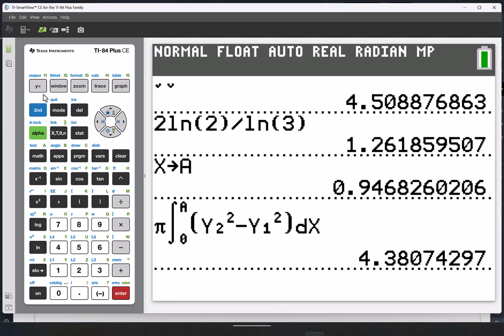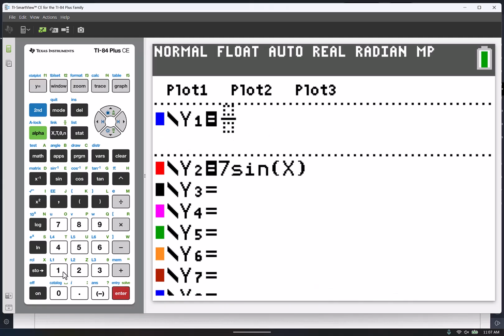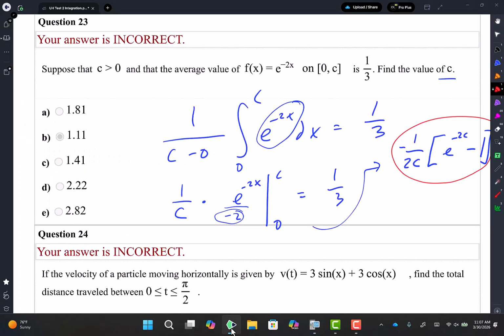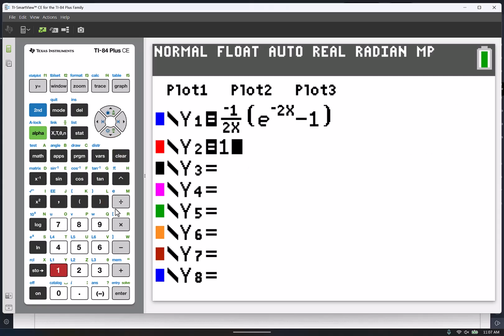So here we go. The c is the x, guys. So I'm gonna go alpha trace, enter, negative 1 over, so the c is gonna be an x. Yeah, I put a delete. And then I'm gonna put parenthesis, and I'm gonna type in e to the negative 2x, second e to the negative 2x minus 1. Was it minus 1? Okay, and then on y2, I'm going to type in 1/3.